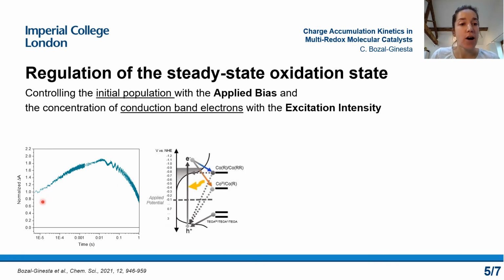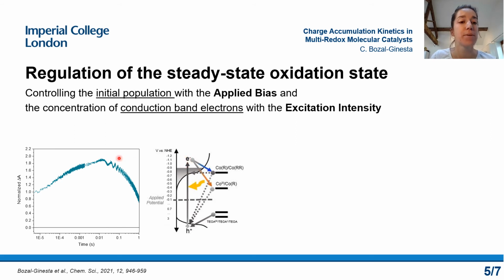So we have now identified the 700 nanometer signal, which here is represented over time. We have identified this as the reduction of cobalt-R, which is accumulated at the surface, into cobalt-RR. So we then moved on to vary the excitation light intensity so as to modify the concentration of excited electrons in the conduction band of TiO2.